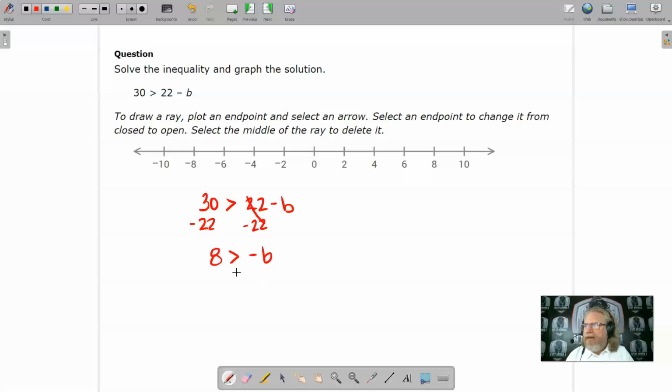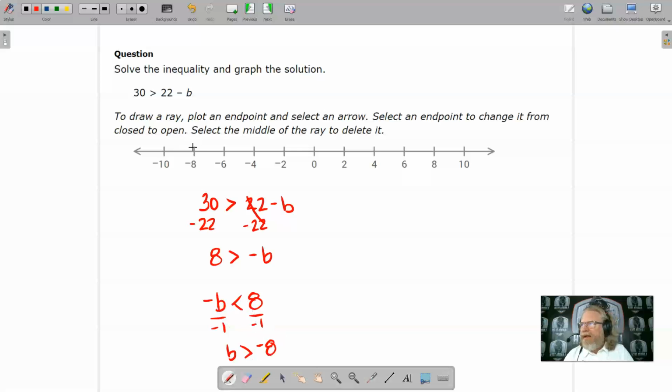Now I'm going to end up flipping a couple times. Let's go ahead and move the negative b over here for now and change the sign. Sign changed because we flipped them on the other side, just like changing places on the scale. Now let's go ahead and divide by negative 1. That's going to give me a positive b on the left. But I divided by negative, so the sign has to change again. And I'm going to get negative 8.